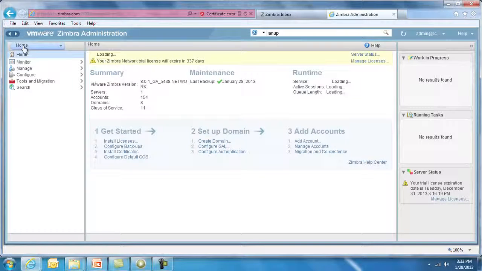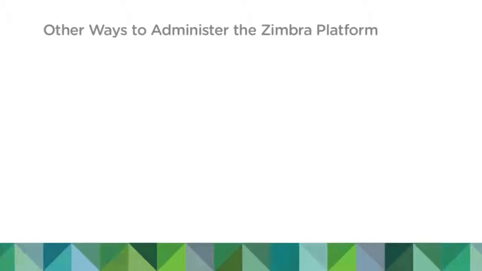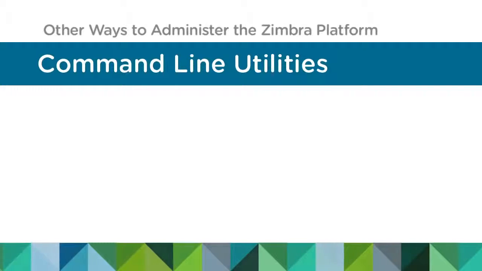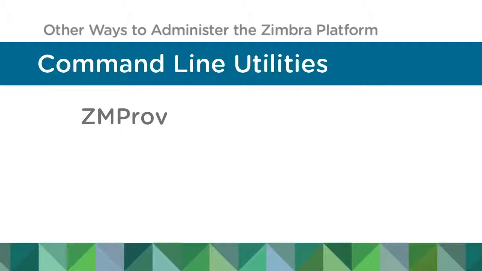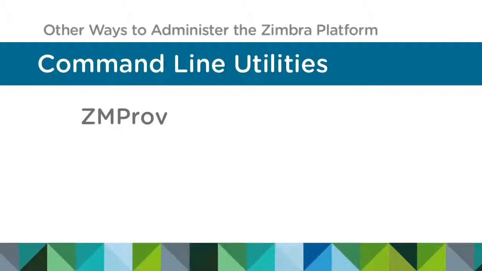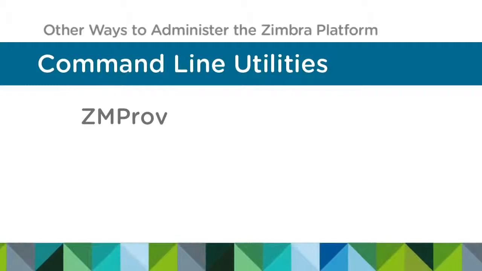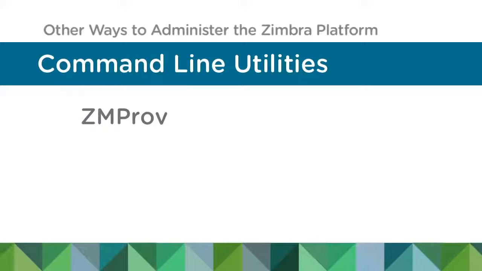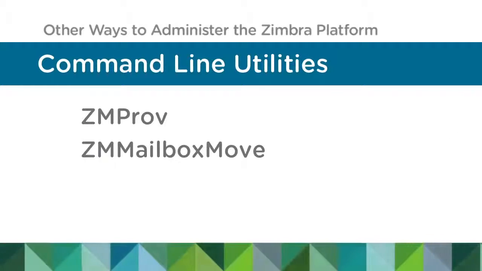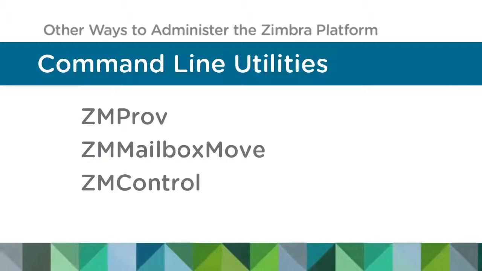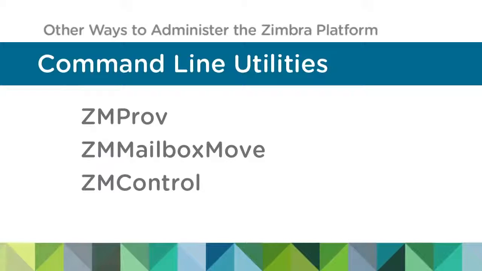We've shown you some of the main features of the administration console, but on a higher level, we'd like to tell you about two other ways to administer the Zimbra platform. Command line utilities can perform all of the tasks we've reviewed. There are more than 30 commands available. Here are a few. ZMProv stands for Zimbra Provisioning. This is a utility that can be used to perform all of the tasks you saw in the admin UI, including managing users, configuring domains, or configuring class of service. ZM Mailbox Move utilities are available to move user accounts between servers and versions of Zimbra. ZM Control allows you to monitor starting, stopping, and status of services.